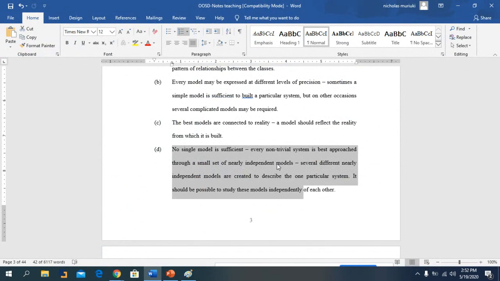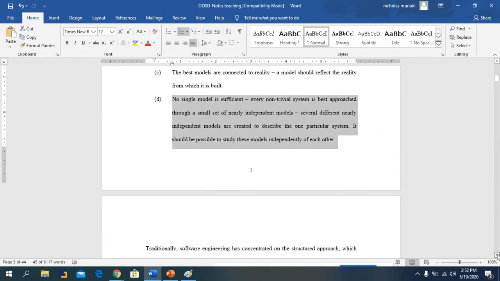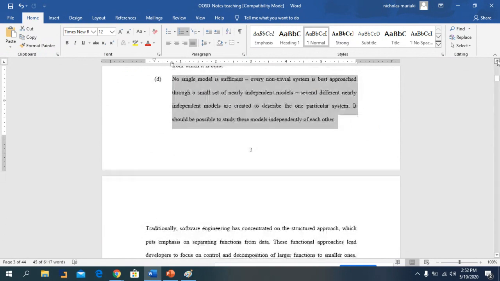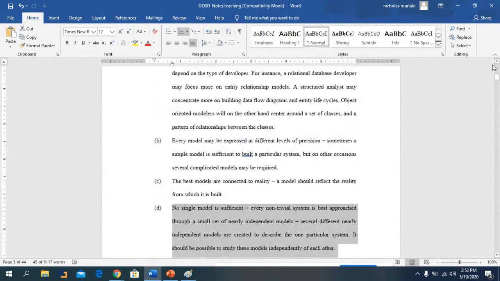That's why we are saying every non-trivial system is best approached through a small set of near-independent models. Several different near-independent models are created to describe one particular system. But it should be possible to study these models independently of each other. So that's why we can say that the first structure is not clearly noted or notified. Now we need to add other features within that.